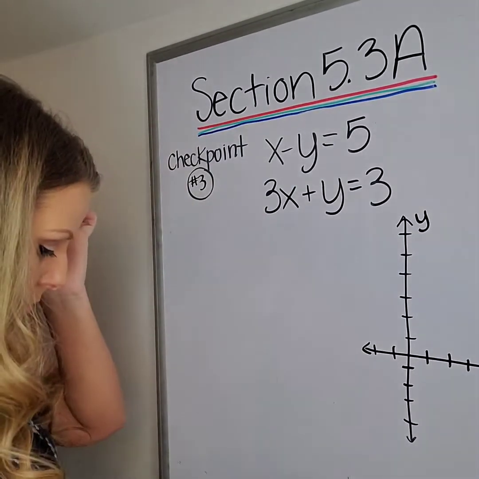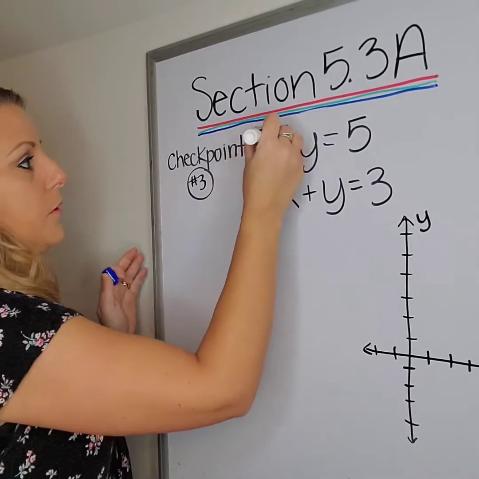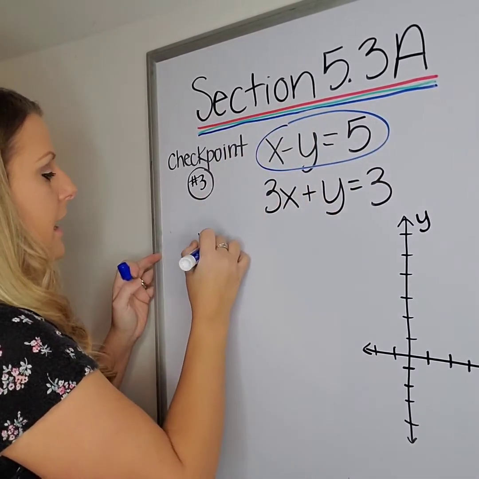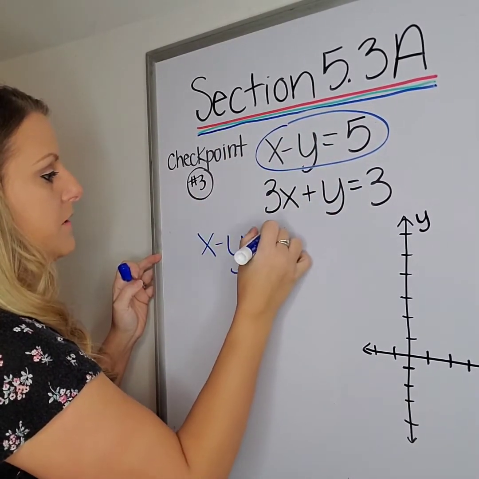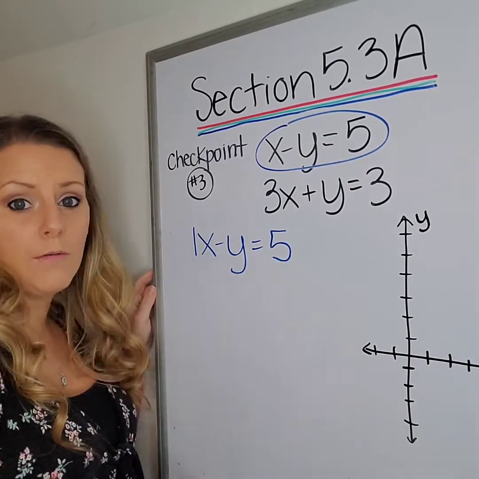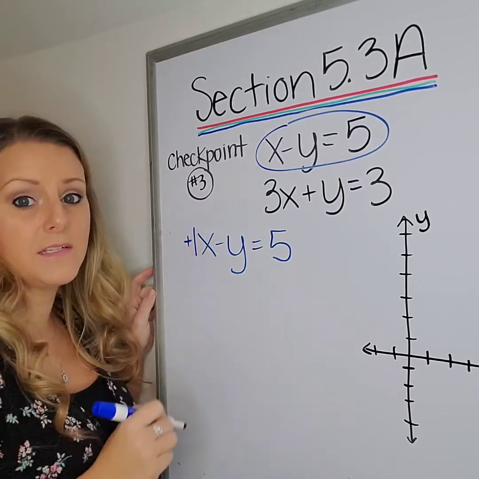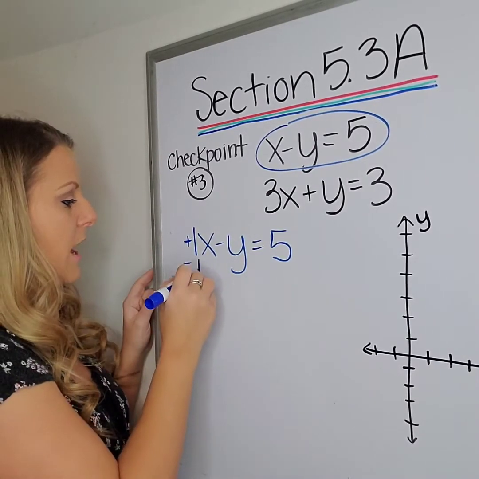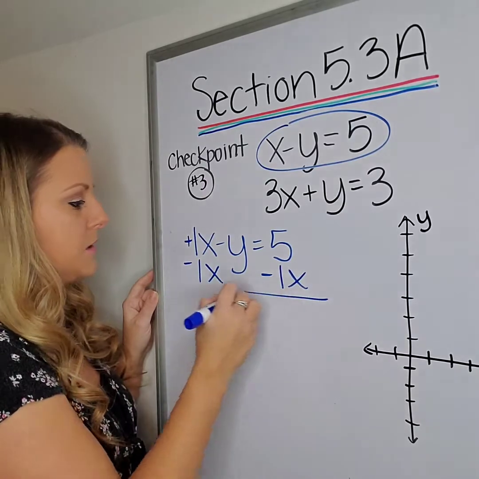Okay, so the first one I'm going to graph in blue. I've got x minus y equals 5, and I'm trying to get y by itself. So there's an imaginary 1 out in front of the x, and it's also a positive 1 out in front. So I'm going to subtract 1x, subtract 1x.